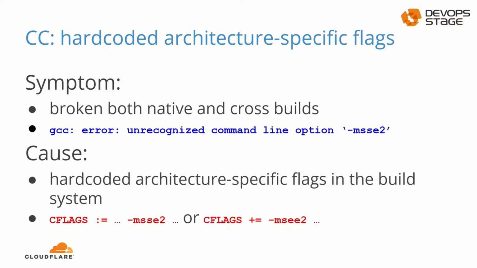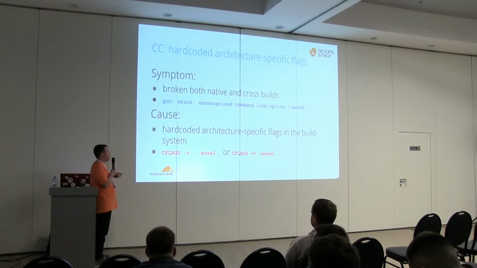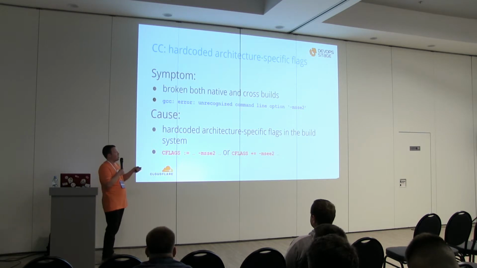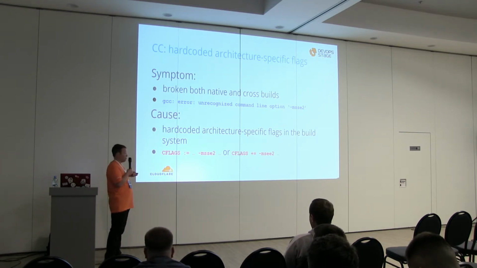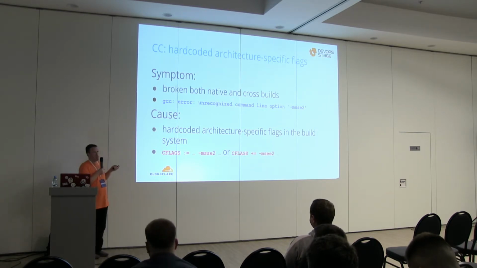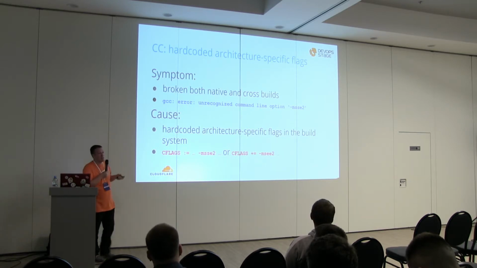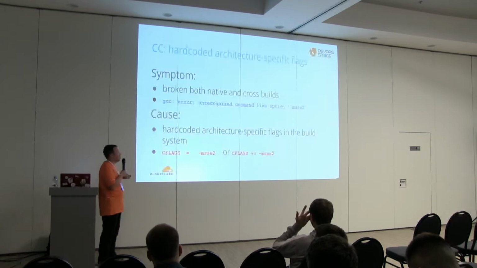The cause for this is probably that your build system has hard-coded architecture-specific flags in it. If you look into a build system, for example, I will show a makefile example. In makefiles, you will see some CFLAGS or CXXFLAGS defined with -msse2. SSE2 is an Intel x86-specific extension. So the GCC, which produces code for ARM64, will not understand this option because it's not applicable to ARM64.